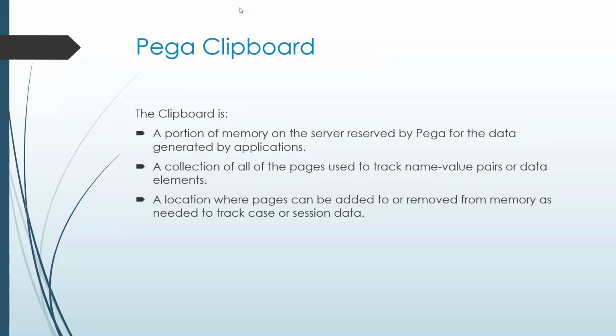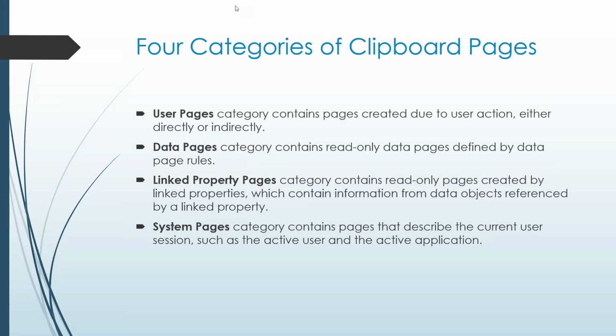So within the clipboard, if you observe, you'll get to see a lot of pages. Pages, as in not the page concept that we discussed yesterday. Page as in here a collection of data elements, you could say. So there are a lot of pages within the clipboard. But what are we interested in? These 4 categories of the clipboard pages.